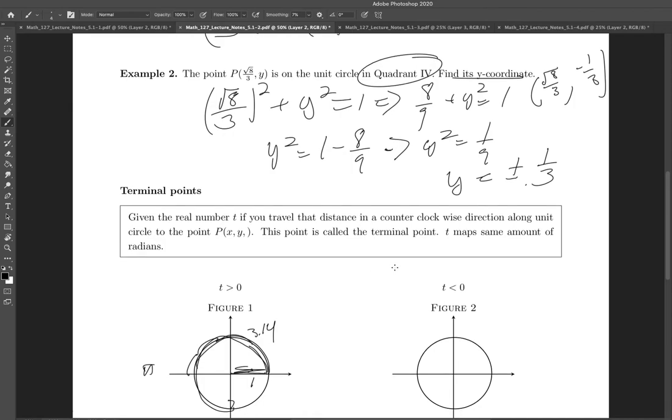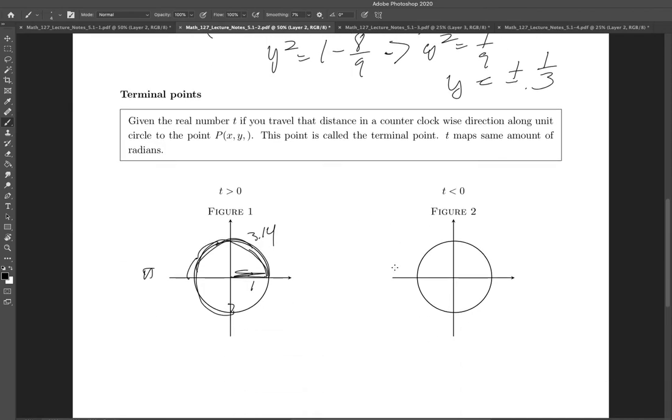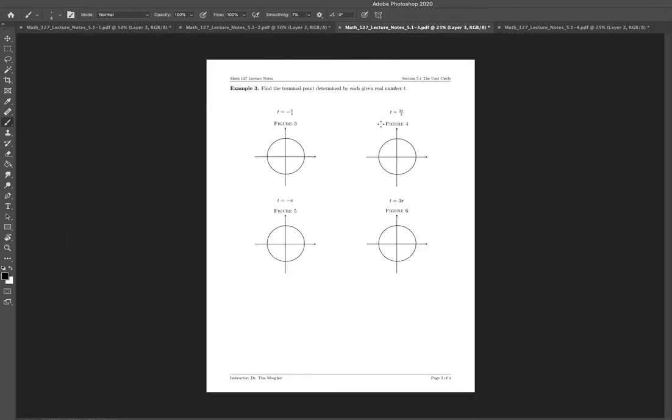Okay. If I have a negative terminal point, or a negative t, we're going to go backwards, so we go backwards on the unit circle. Okay, and we'll stop at some point x comma y. Whatever point I stop at will be P of some x comma y. All right, so let's actually map some of these out. Find the terminal point for each of the given numbers.